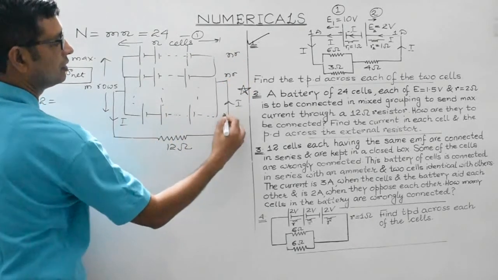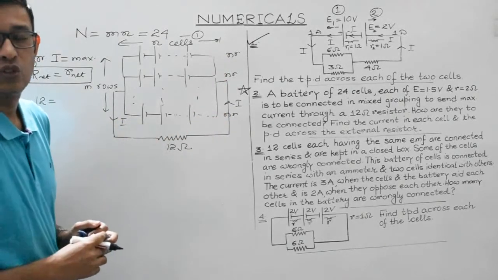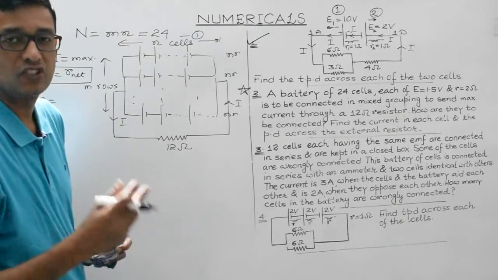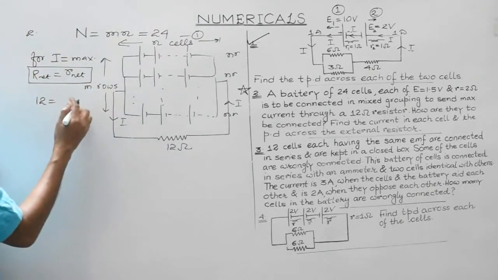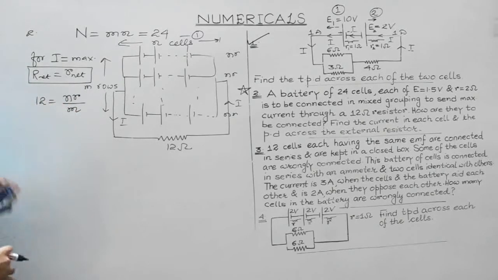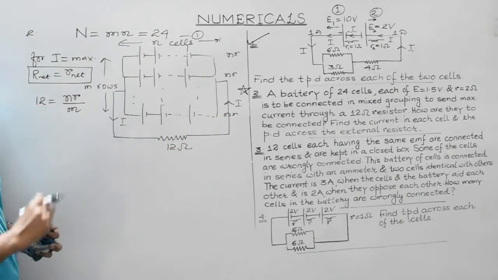This is NR, this is NR, and these are connected in parallel. So you will use that formula: 1 by R net is equal to 1 by R1 plus 1 by R2 plus 1 by R3 and so on. So net internal resistance would be NR divided by M. Clear, students? This is the net internal resistance in the mixed grouping of cells.